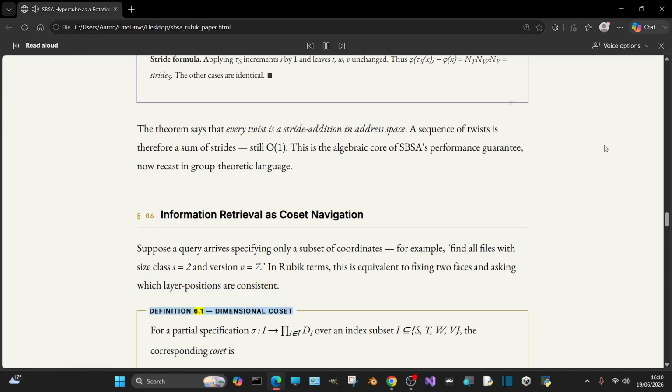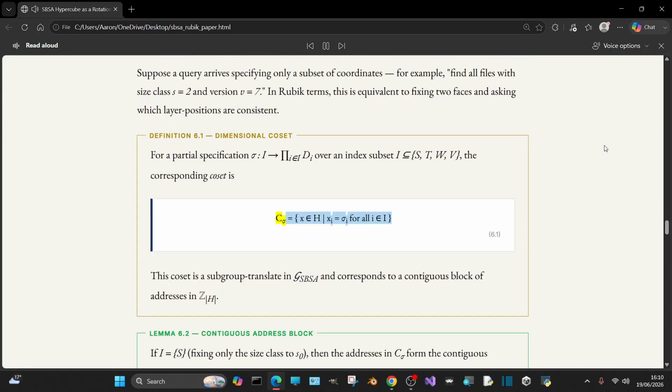Definition 6.1, dimensional coset. For a partial specification σ = (i, d_i) for i in an index subset I ⊂ {S, T, W, V}, the corresponding coset is C = {x ∈ H : x_i = d_i for all i ∈ I}. This coset is a subgroup translate in SBSA and corresponds to a contiguous block of addresses in H.